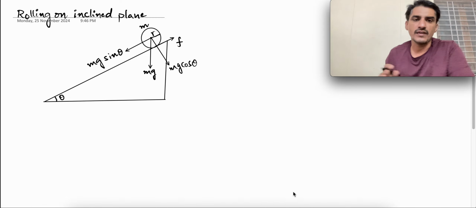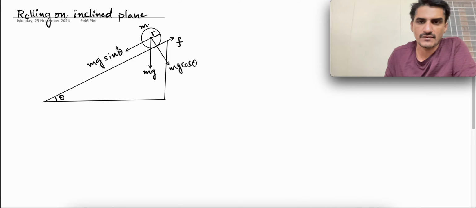Now observe the diagram here. An object is rolling down the inclined plane. How many forces are acting on it? Two forces or three forces? First, mg, the weight, is there; the other one is the normal force, and the other one is the frictional force. If it is a smooth plane, then friction is equal to 0. If it is a rough plane, then definitely friction must exist here.